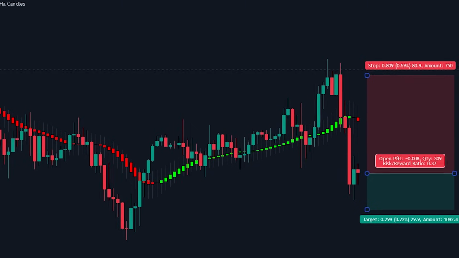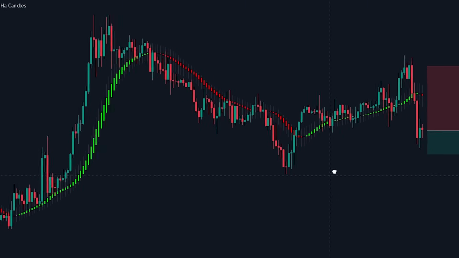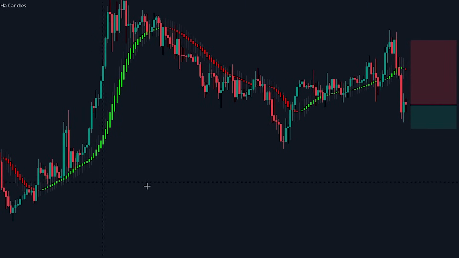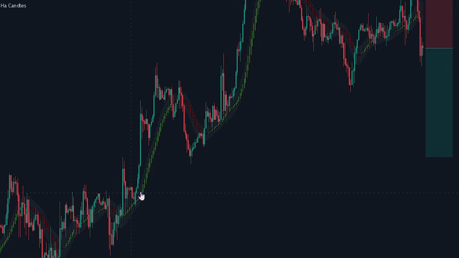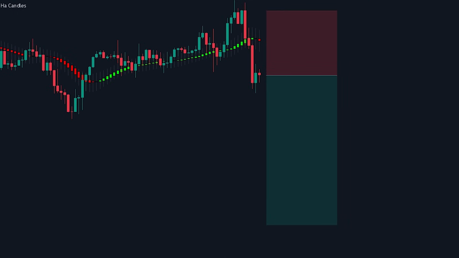For the take profit, we will be targeting a recent swing low, aiming for a risk-to-reward ratio of at least 2. If we take a look at the past price action, we can see that a small consolidation period took place here, so let's place the take profit at this point. Now let's see how the trade plays out.